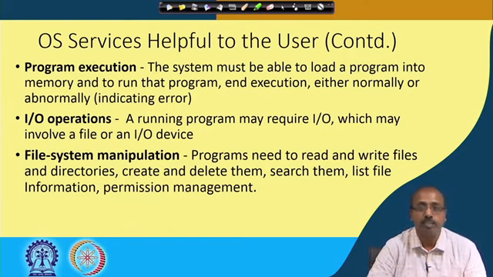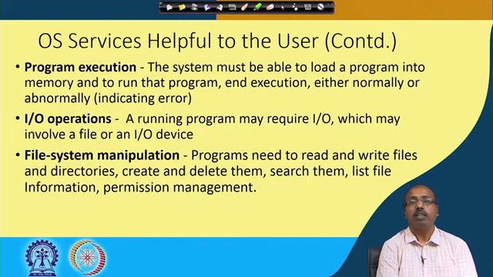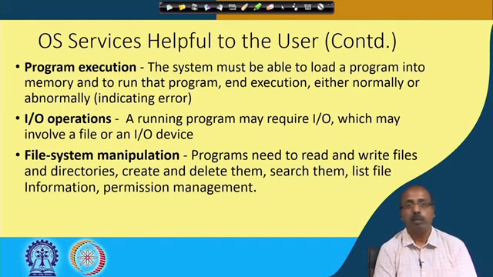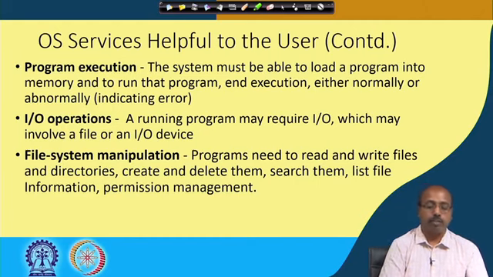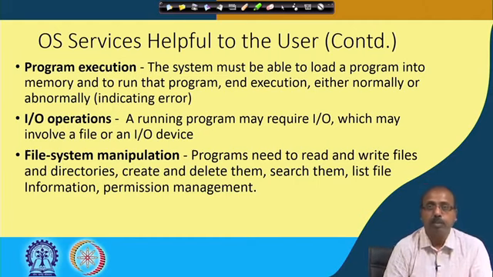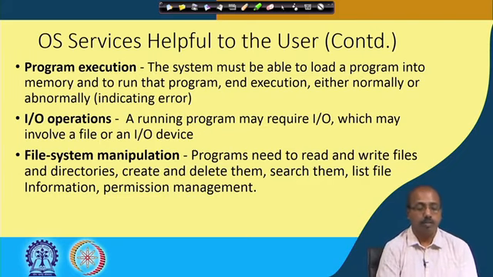Then the IO operations. In any running program we may require some input output, like for example, if you are solving the roots of a quadratic equation, then you have to give the values of these coefficients a, b and c. So, that is coming from the user. That may be given via keyboard, that is an IO device, or it may be by means of some file. In a file the values may be written, and from there the values are taken for execution. So, this way a running program may require input output, and this must be provided by means of a file or IO device. Then file system manipulation.